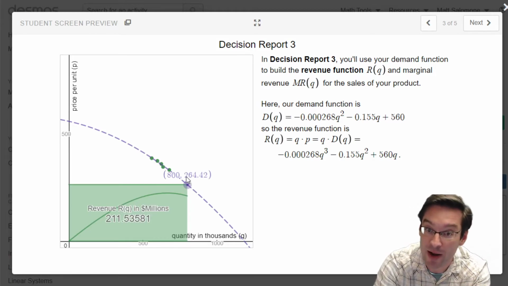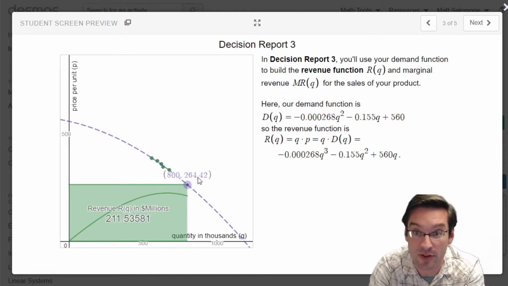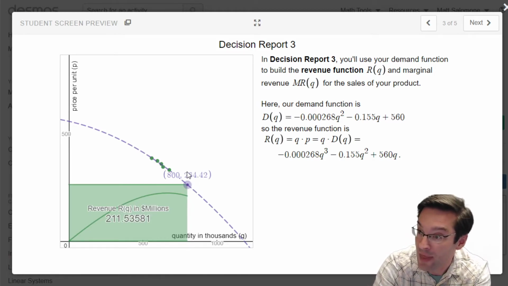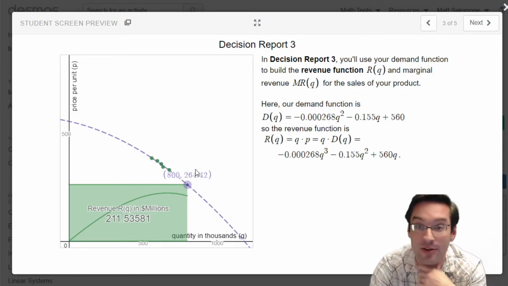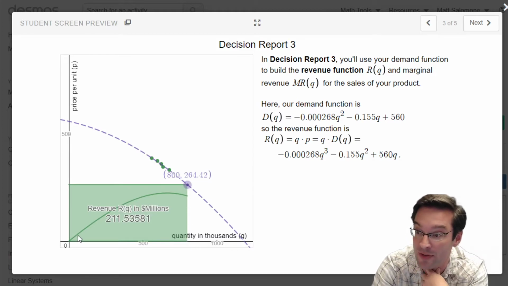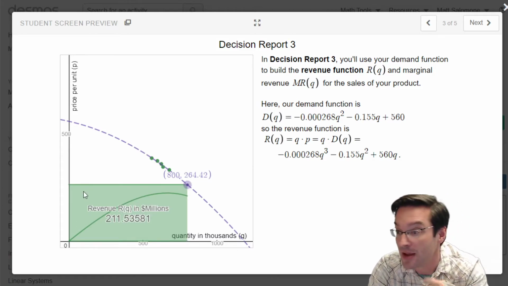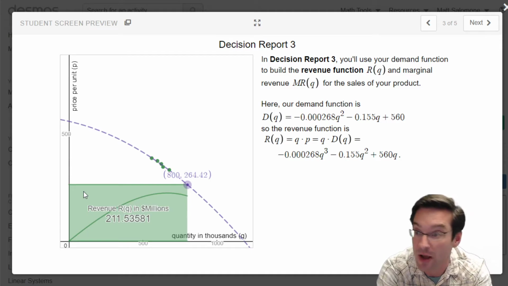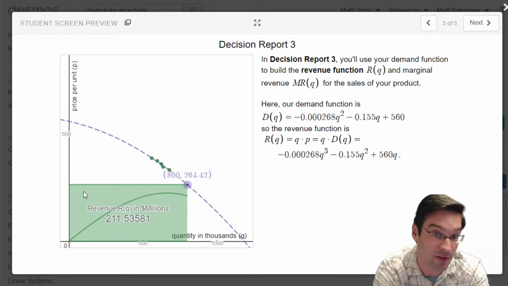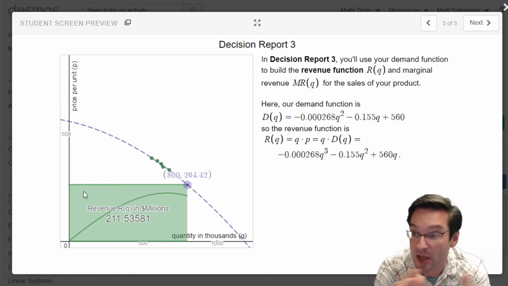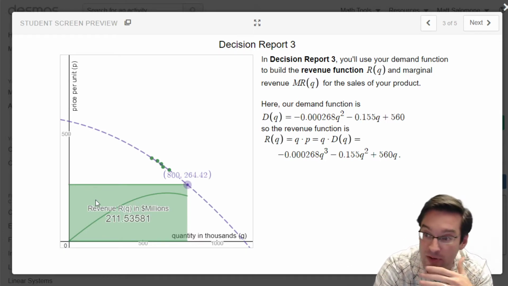I would have to set a price according to my demand function of about $264 per unit. And at that price and at that quantity, the amount of revenue that I'll make is 800 times 264.42. It's the area of this green rectangle. And because the revenue numbers are going to tend to get fairly large, we want to measure revenue in millions of dollars instead of thousands, so we're going to divide by 1,000 yet again when we come up with a revenue function, just to make the numbers a little bit easier to look at.